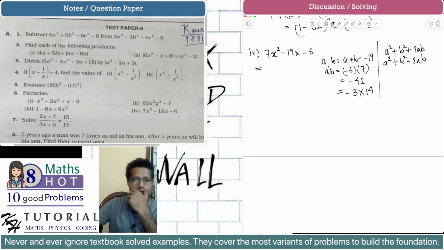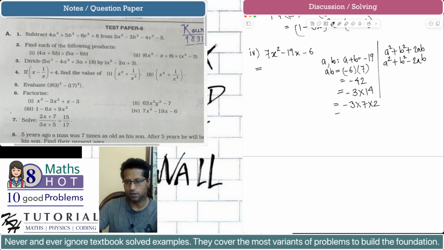It can be minus 3 and 14, and it will not work. The factors minus 3 and 14 will not work, or even if you consider 3 and minus 14, it will not work because the addition will never be minus 19. Now, if we break down 14, let's say this is minus 3 multiplied by 7 multiplied by 2.